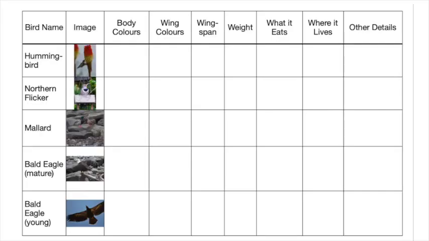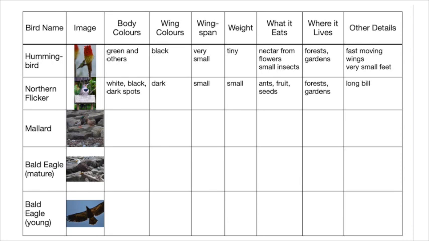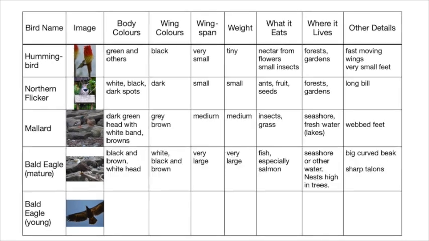The second way of categorizing goes into a bit more detail. For example, I noticed the feathers and head of mature and young bald eagles look quite different. We can include details like wingspan, where they live and what they eat, and other features like the shape of their beak.